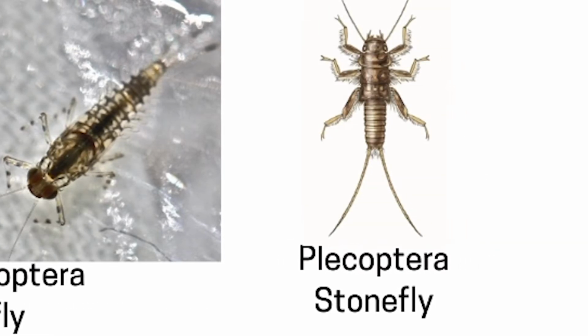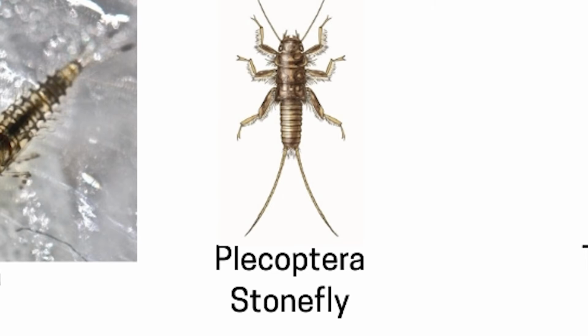Stoneflies have a similar life cycle, but the adults can live for a couple of weeks. You will sometimes see their old shed skins on rocks and vegetation that sticks up out of the water. When not in flight, stoneflies hold their wings flat across their back.